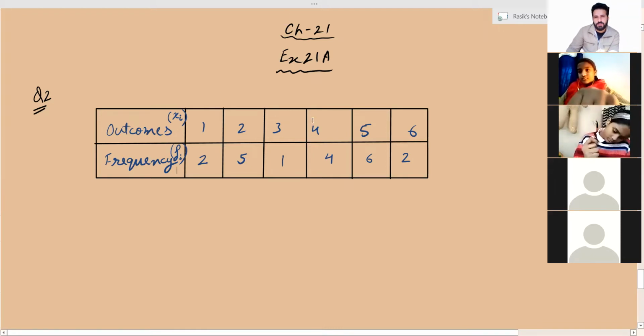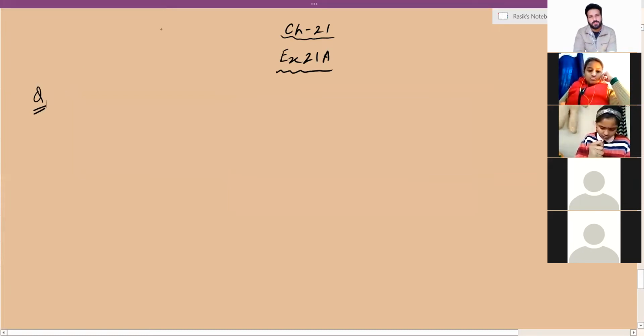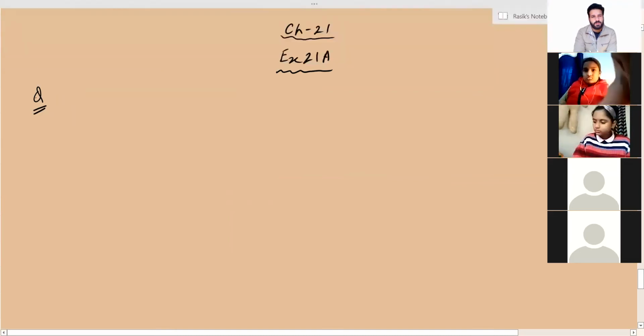Let's start with question number 6. When we do question 6, then only I will explain what is the meaning of mean, and I will tell you the formula also while doing the question. Ready, all of you? Question 6.